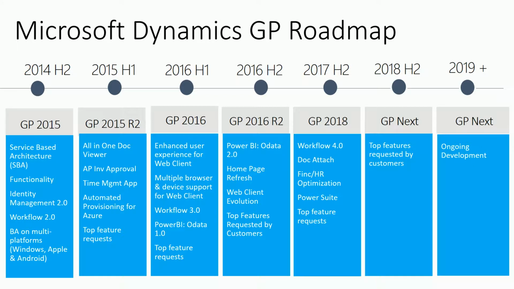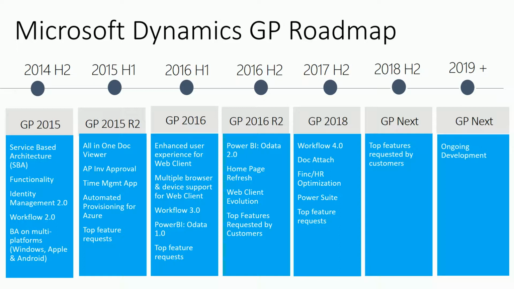Now, the current GP roadmap released by Microsoft shows that in the next few weeks a new release of GP 2018 will be made available. In this new release there'll be updates to the workflow functionality, the doc attach functionality, HR optimization, which unfortunately doesn't relate to us, as the HR functions within GP are purely for US and Canadian use. Enhancements to the Power Suite, and they'll be including the top feature requests by GP users from around the world.